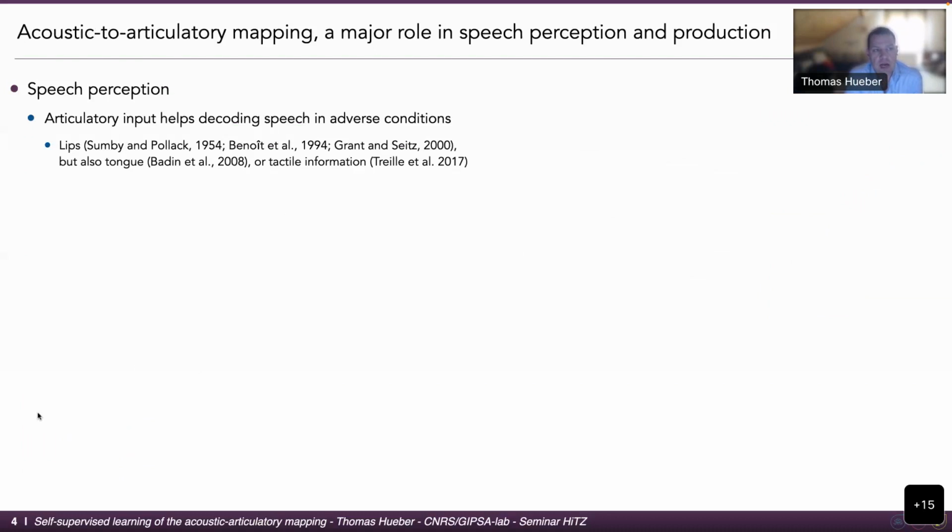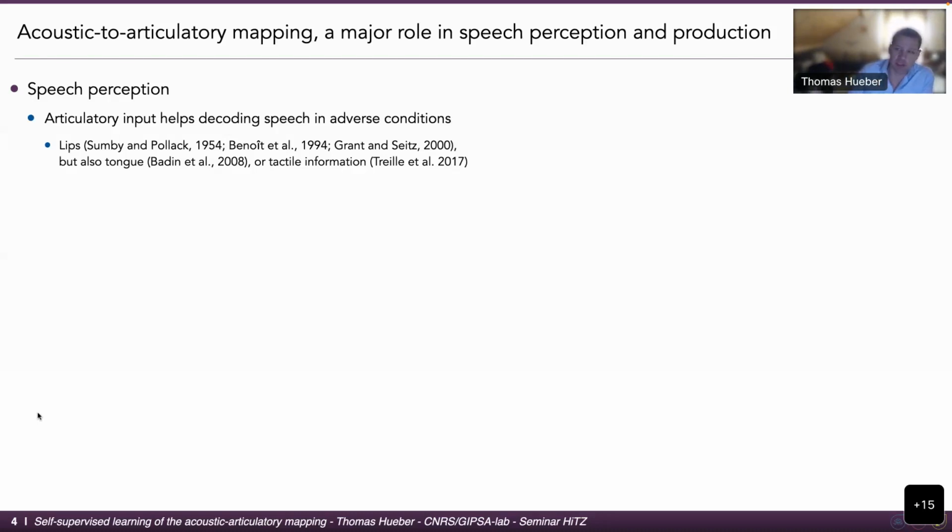This acoustic to articulatory mapping, so recovering motor commands from the acoustic speech signal, actually has a major role in both speech perception and production. Here I will just review the main theories of speech perception and speech production to try to convince you that this mapping from acoustic to articulatory data or articulatory movements plays a major role. If we think about speech perception first, we know for a long time that articulatory input helps decoding speech in adverse conditions.